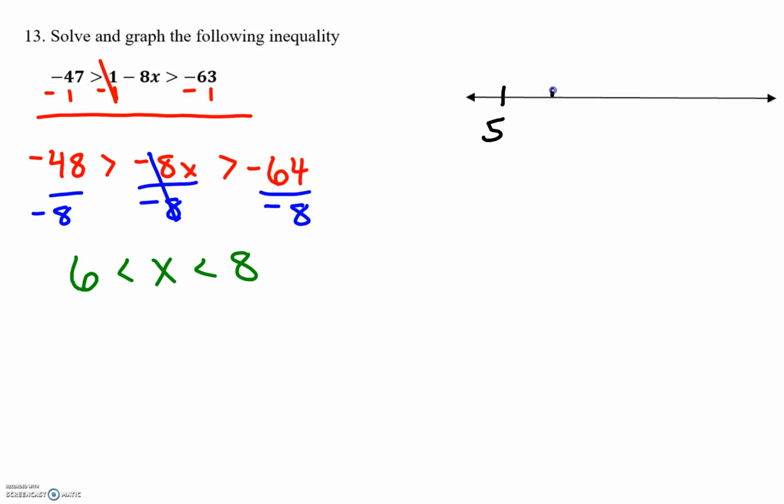So I'm just going to go 5, 6, 7, 8, 9. At 6, I have an open circle because there is no line underneath my inequality. So open circle at 6, and also an open circle at 8. Remember, with my compound inequalities I'm shading in between because it is saying 6 is less than x, but x is also less than 8. So it's between those two.